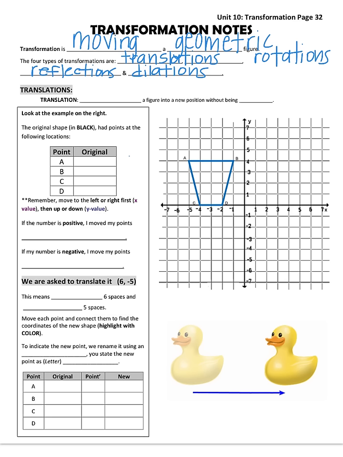Alright, so translation is the one that we're starting today. That is moving, maybe sliding a figure into a new position without being rotated.